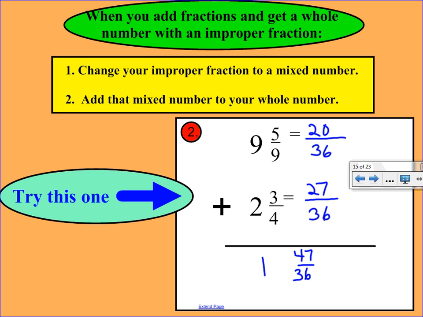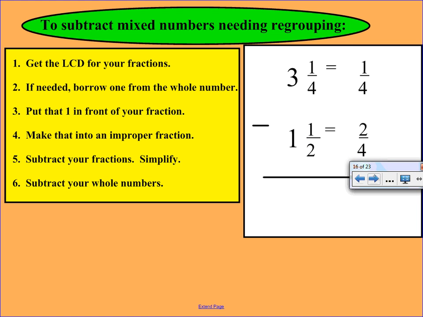And 9 plus 2 is 11. Now this 47/36 actually equals 1 and 11/36. And I'm going to have to add that to my 11. So I would get 12 and 11/36. Okay, let's go on and take a look at one more thing.